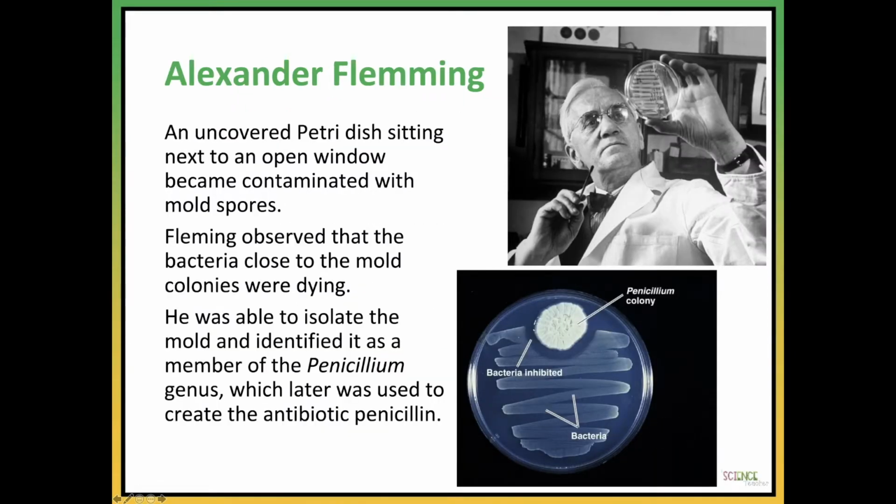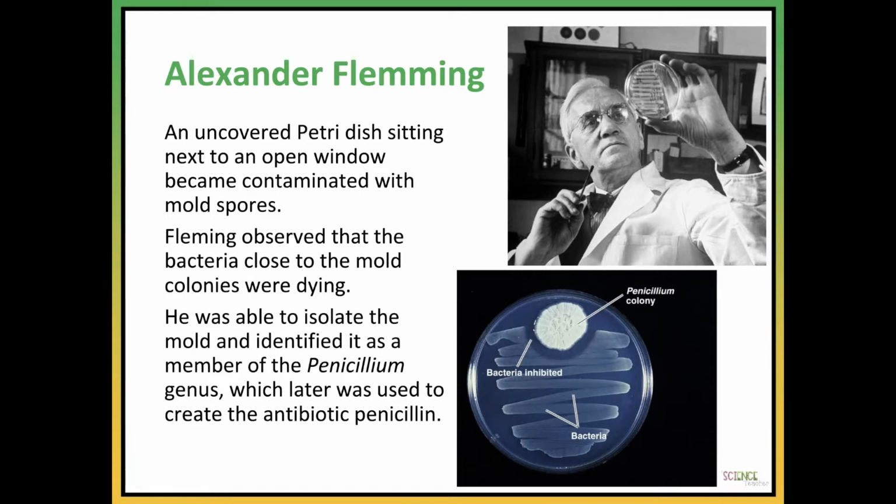Alexander Fleming is known to have discovered penicillin, and the way he did this was he had petri dishes with bacteria, and he noticed that bacteria close to mold, and you can see that on the screen right here, were dying. He was able to isolate that mold and identify it as a member of the Penicillium genus, and then it later became the antibiotic penicillin.